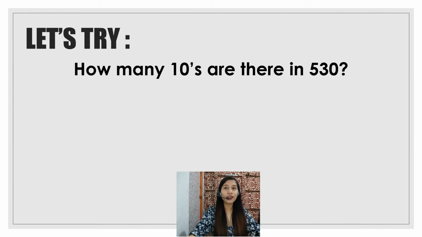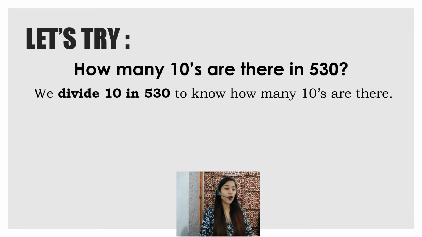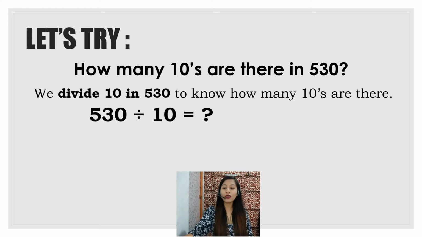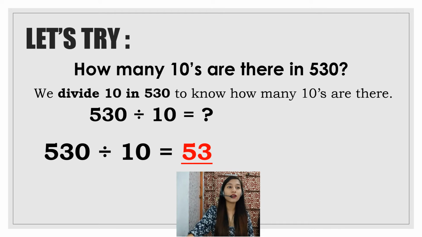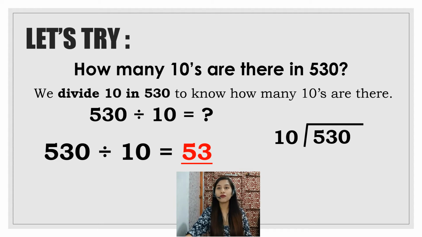How many tens are there in 530? What do you think we are going to do? We divide 530 by 10 to know how many tens there are. We can use the short method: 530 divided by 10 is equal to 53. Or the long method: 530 divided by 10. 5 cannot be divided by 10, so we add 3. 53 divided by 10 is equal to 5.